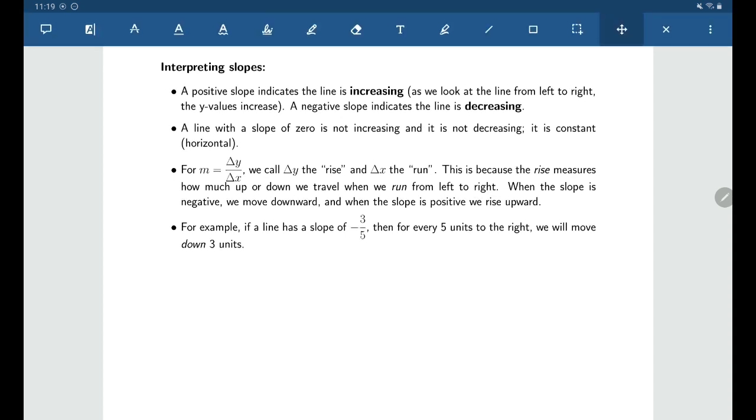So positive slopes, those are increasing, we go up and to the right. Negative slopes, those are decreasing, we go down and to the right. Slopes of 0, those are horizontal, we're just going to the right.